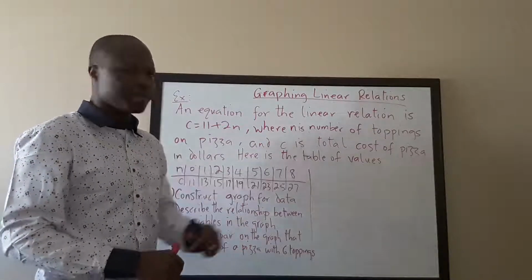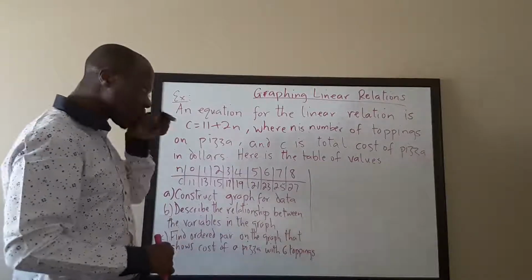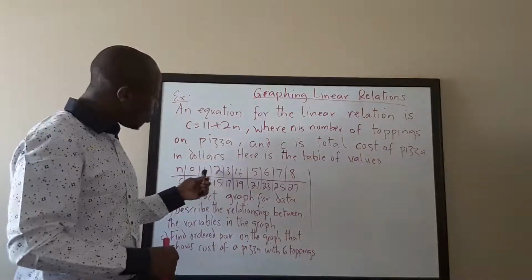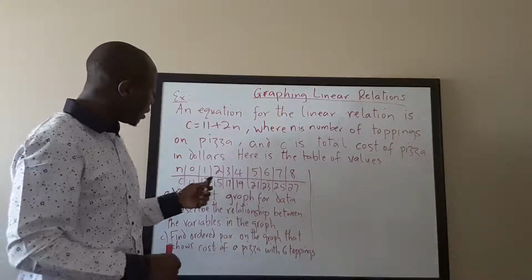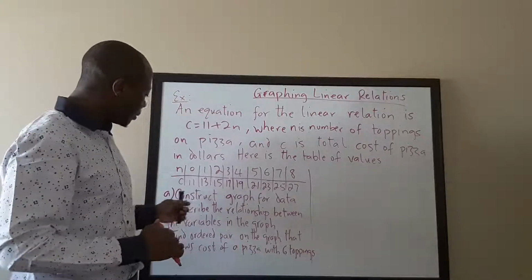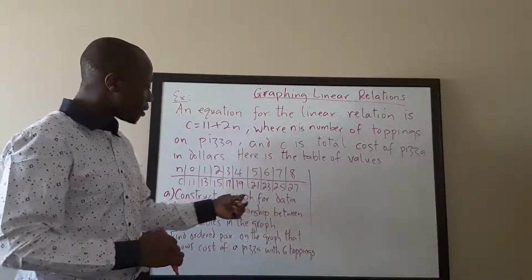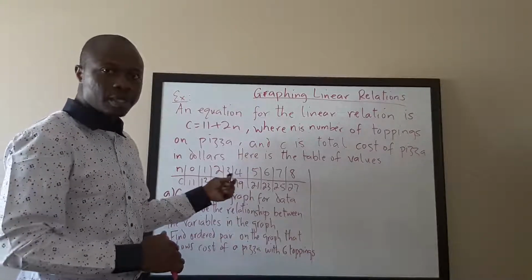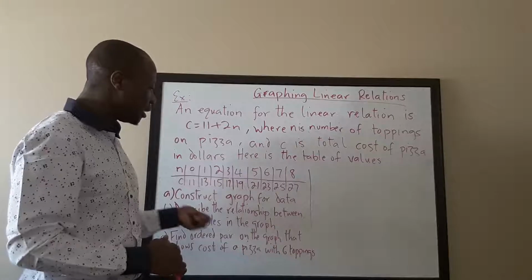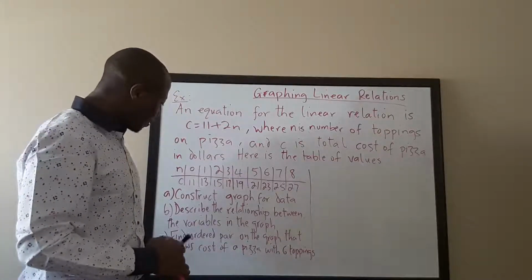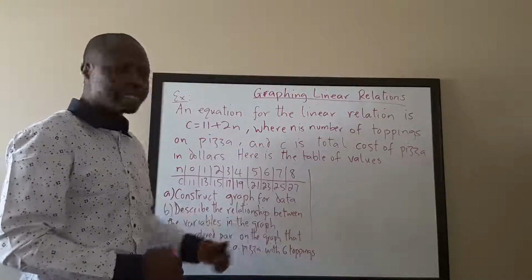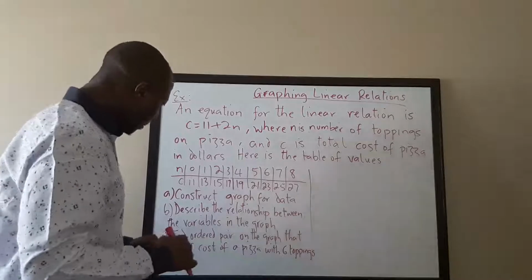Here is the table of values. So the more toppings you have on your pizza, the more expensive your pizza is, from our table of values. Construct a graph for this data. Describe the relationship between the variables n and C. Find the ordered pair on the graph that shows the cost of a pizza with 6 toppings.